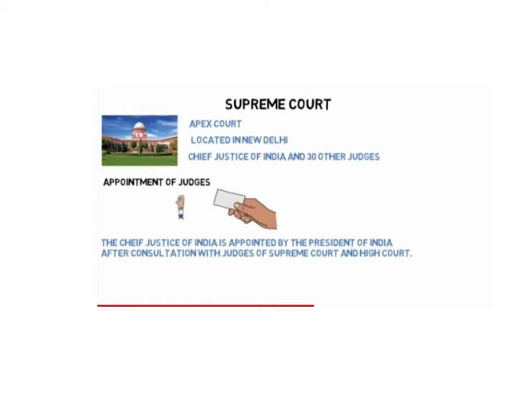So it is called the Apex Court of India. It is located in New Delhi. It has the Chief Justice of India and 30 other judges. Appointment of judges: the Chief Justice of India is appointed by the President of India with the consultation of judges of the Supreme Court and High Court.